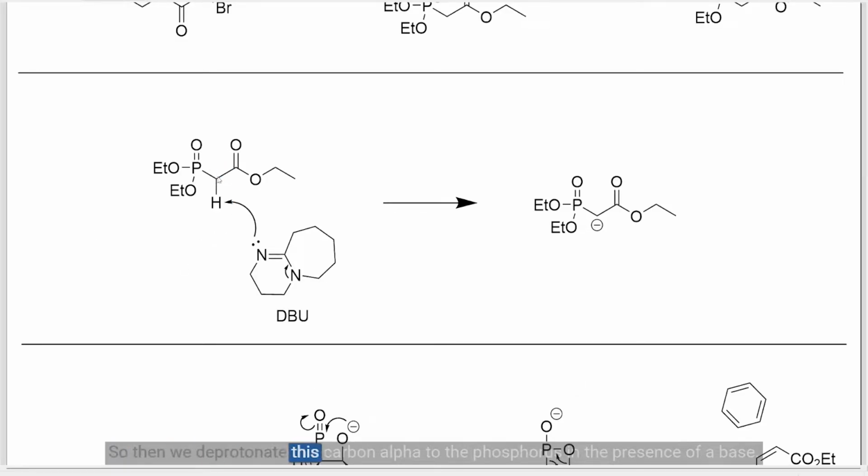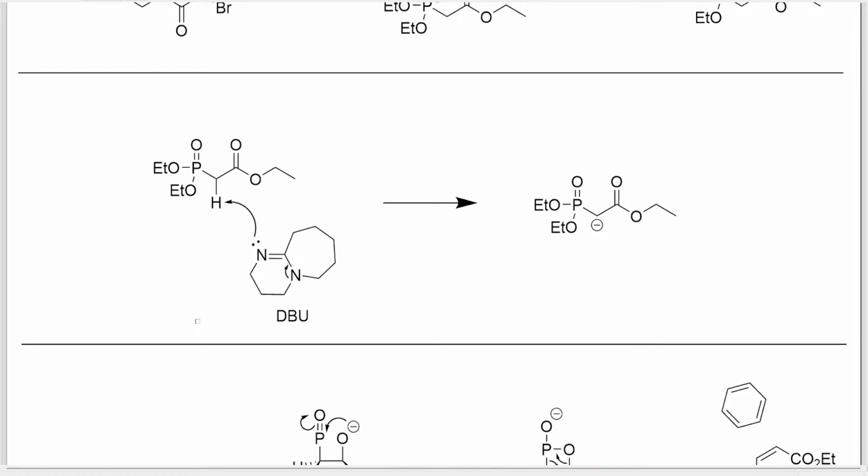So then we deprotonate this carbon alpha to the phosphorus in the presence of a base. In this case, we're using DBU in the presence of lithium because lithium helps to coordinate the deprotonation better, increases the expected yield of the reaction, which is important considering that the reaction scheme to produce neosymbioimine is very low yield. So it's nice to optimize the steps that we can. So after deprotonation using this base, we end up with the deprotonated phosphonate anion.